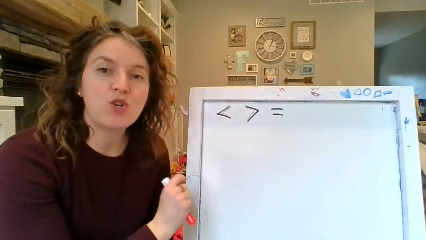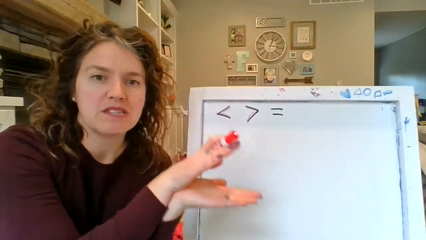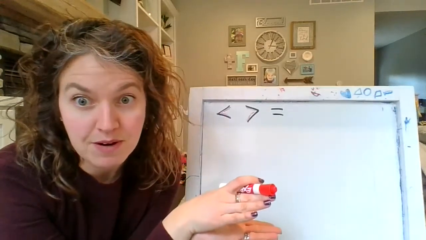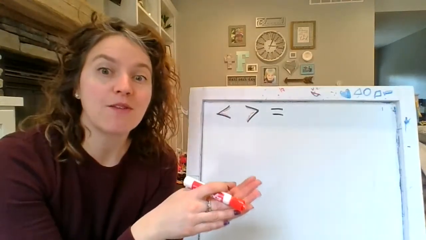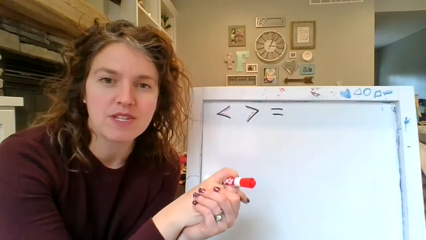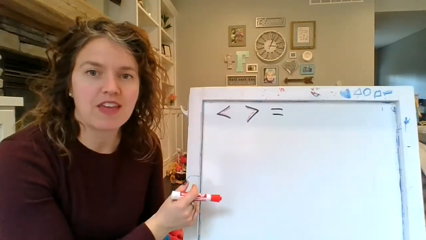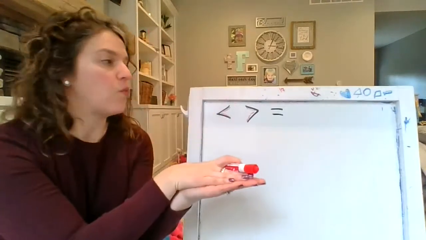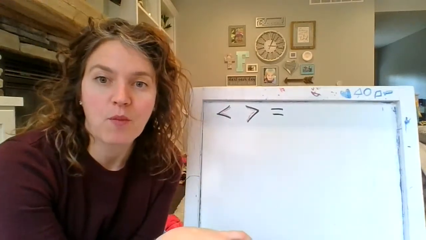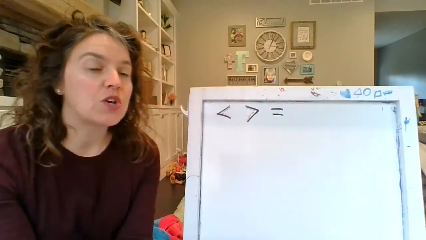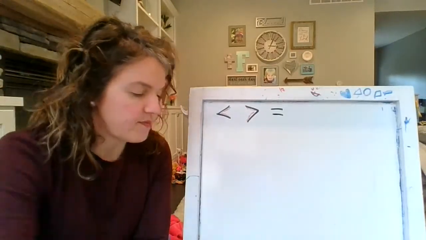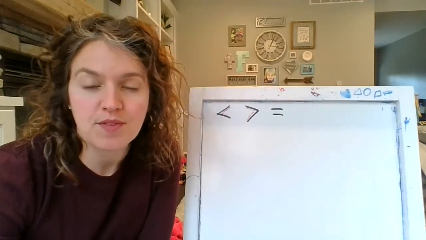So if you have two numbers and the mouth is pointing to the small one, that's not a very smart alligator because an alligator would want to eat the biggest amount. So we oftentimes will teach the less than, greater than, thinking about that alligator and which way the mouth would want to be open.